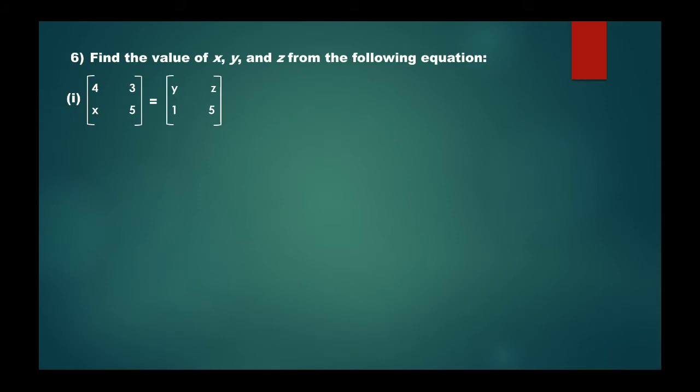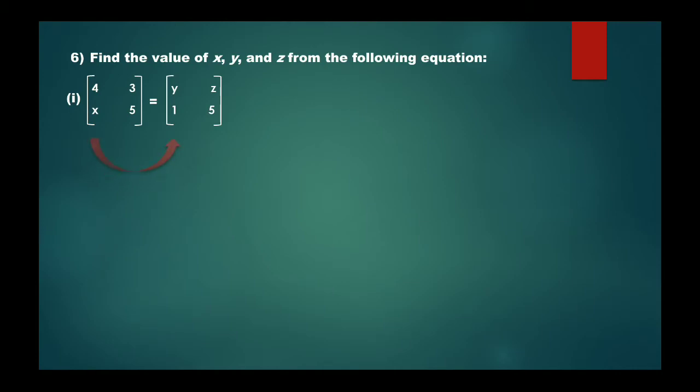So we have the question as [4, 3; x, 5] equal to [y, z; 1, 5]. When I told you about the equality of matrices, two matrices, if you want them to be equal, should have the same order. In this matrix, we have it in the form of A11, A12, A21, A22, since it's a 2 cross 2 matrix. So if two matrices are said to be equal, then even their elements will also be equal, correct?